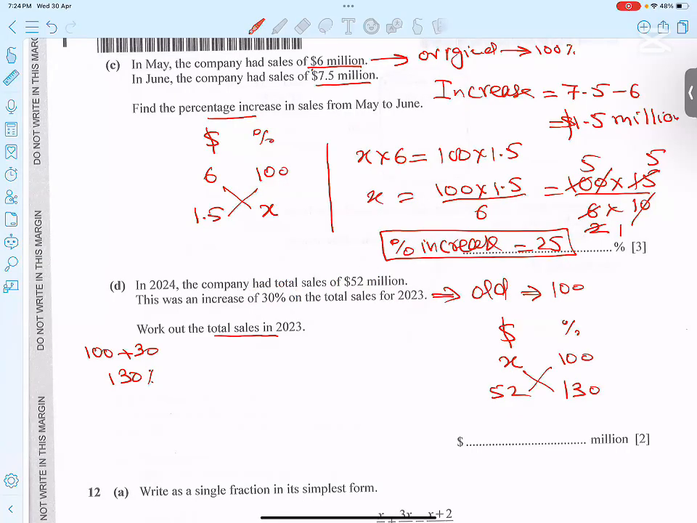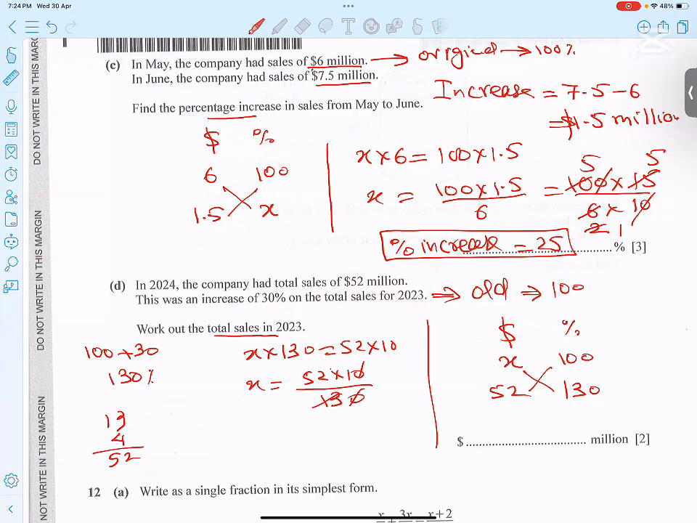So cross multiply, and I'm getting x times 130 equal to 52 times 100, and this will go down, and I got 52 times 10 over 130. 0 cancel, and 13 into 4 is giving you 52. Wait a minute, let me check. I think this is 100, extra 0 is there. So 1 zero cancels, 1 is left, and let me erase this one. So one zero gone, one zero still left behind. So I got 40 million.